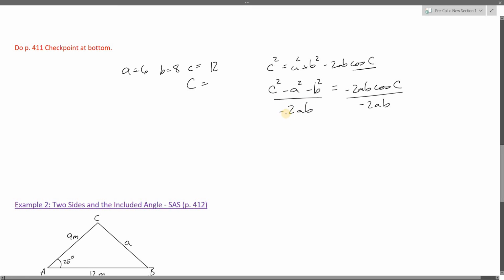Okay, in this case, when I divide by a negative, I end up messing with all the signs. Honestly, you could write it this way. These are going to cancel, and I'm going to be left with cosine C is equal to negative C squared plus A squared plus B squared all over positive 2AB, because I've divided by the negative 1. I canceled it. So it just changed the signs of everything pretty much.